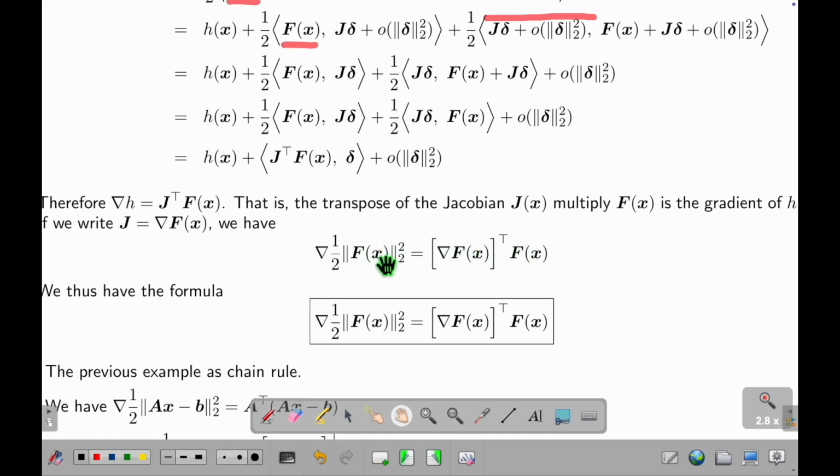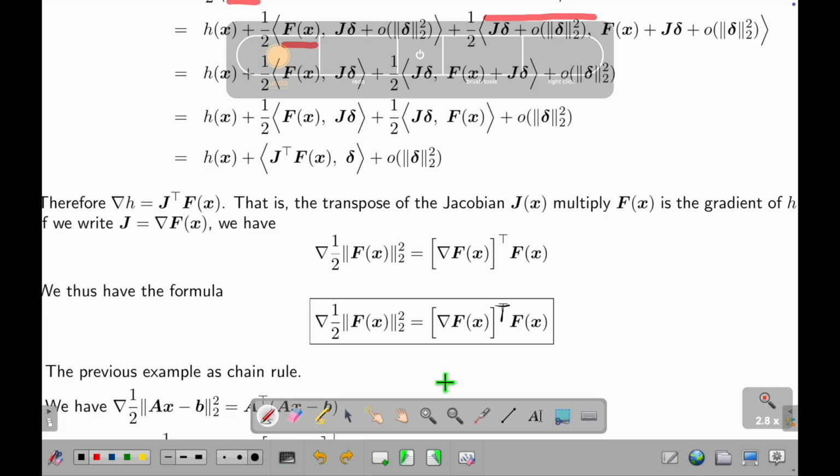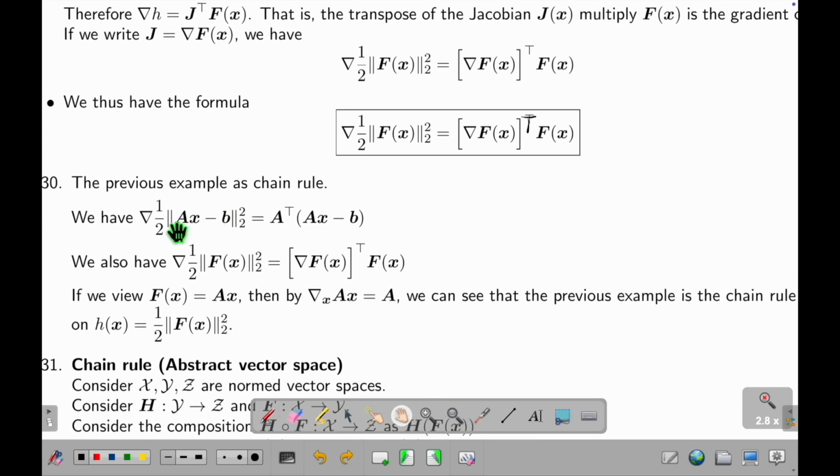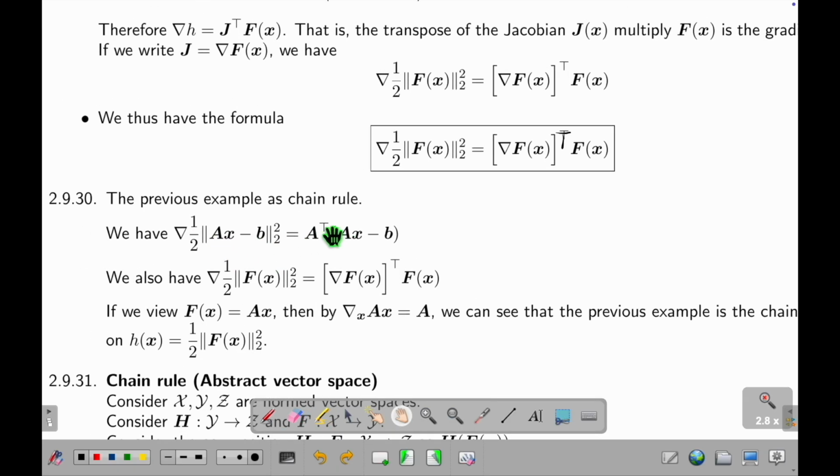So the gradient of a multi-output f taking a norm is the gradient, that means the Jacobian transpose with f. And I will only write transpose in this situation. Otherwise, I always write inner product like this. Okay. Now with this in mind, you see this. What is this? Ax minus b. We have this from before. This box gives us this. So if I view the thing inside, let's ignore the b. If I view the thing inside, ax is f of x. Then this transposed part is exactly this a thing.